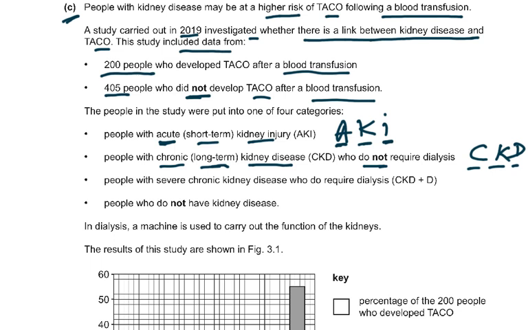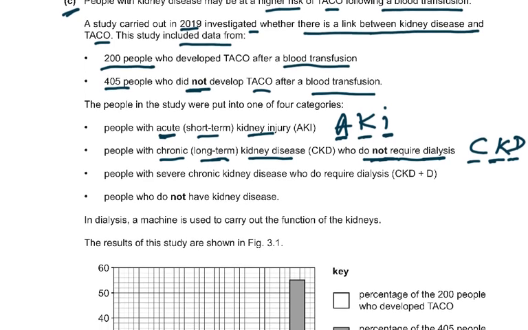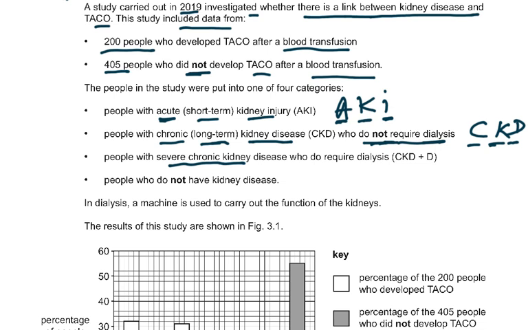CKD is chronic kidney disease. But they were not put on dialysis. So please remember that. Their body had sort of adjusted to it and they did not need dialysis. People with severe chronic disease, these were also chronic kidney disease, but these were people who did require dialysis. So this is CKD plus D. This was chronic kidney disease where they did not need dialysis, so the body had got used to the high levels of urea in their system and they were okay. But these were the people who did require dialysis. So CKD plus D is for dialysis. CKD is chronic kidney disease.